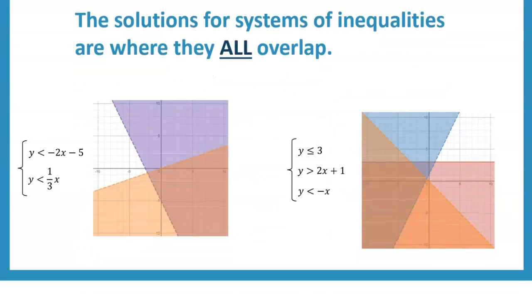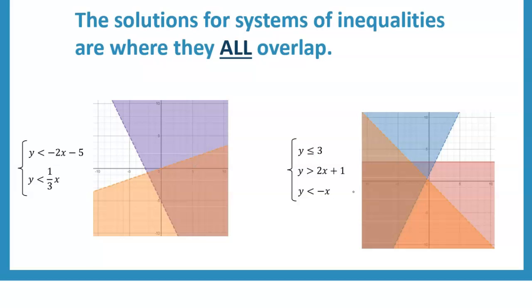So a quick summary of what we figured out in that last scenario is that when we have systems of inequalities, sometimes we have more than one, we are looking for the region where they all overlap. So you can see here we only have 2, and where they overlap is right here, this darker shaded region.